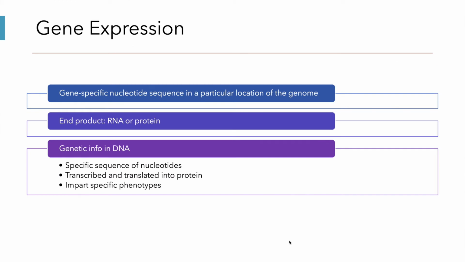In Unit 10, we defined genes as a unit of inheritance with a specific location on chromosomes that generate phenotypic effects. Genes can also be defined as a specific nucleotide sequence in a particular location of the genome. The end product of that gene's expression can either be RNA or a specific protein. The genetic information in DNA exists as a specific sequence of nucleotides, which are transcribed and translated into proteins. These proteins impart specific characteristics or phenotypes to the organism.